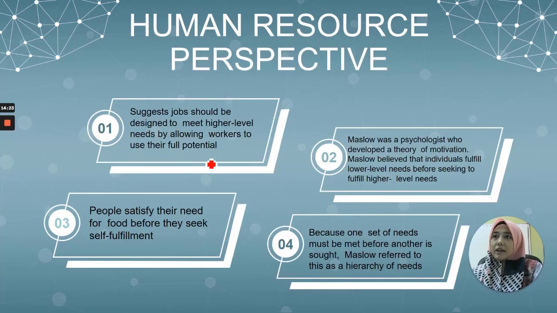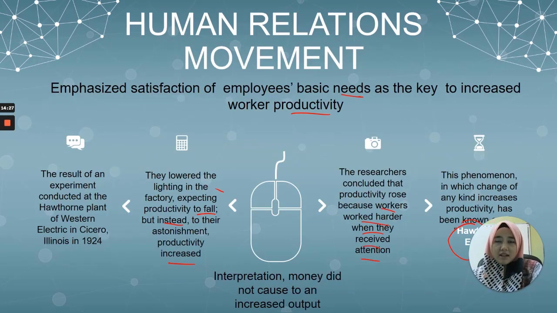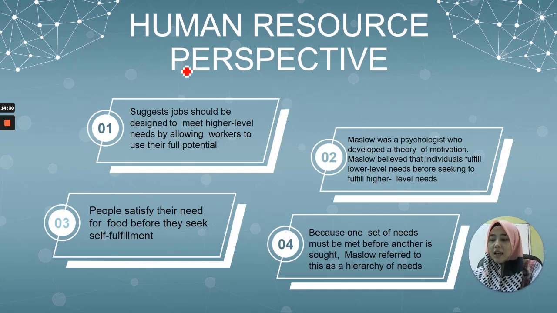Okay, kemudian kita tengok kepada human resource perspective. Kalau macam tadi human relation, perhubungan antara manusia. Yang ini adalah sumber manusia, lebih kepada daripada pandangan management itu sendirilah. Suggest that jobs should be designed to meet higher level needs by allowing workers to use their full potential. Daripada segi management punya pandangan. And people satisfy their need for food, okay, before they seek self-fulfillment.